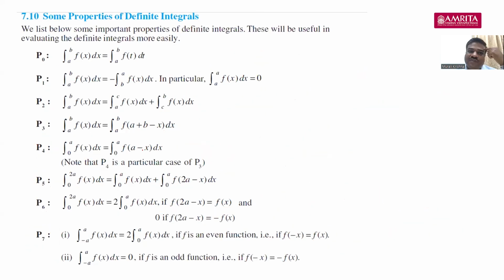Like I told you, this is a flipping function with respect to the given limit. That way you remember, and you need to memorize the property.